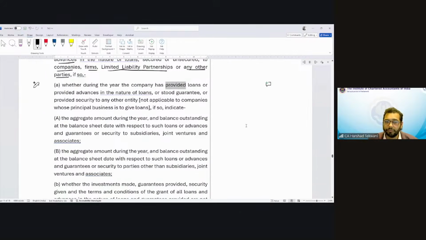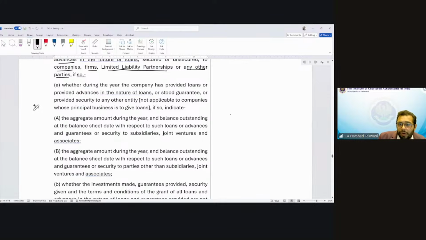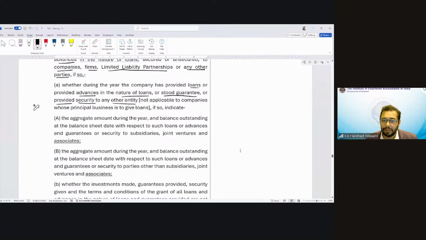So let's see. Whether during the year the company has provided loans or advances in the nature of loans, or stood guarantee, or provided security to any other entity, not applicable to companies whose principal business is to give loans, if so. First you check whether loans, advances or securities have been given. First, check at the overall umbrella level whether any investment, guarantee, security or loan is there or not. If yes, then go one by one. First we will take loans and advances, or guarantee or security, if these are given to any other entity.